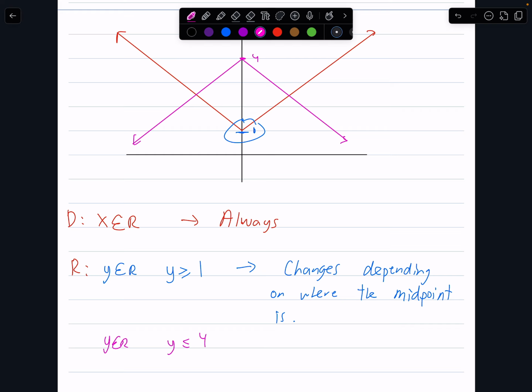But as you know, depending on whatever it is, in absolute value functions, x is an element of the real always. So the domain never changes. So that's something that you always want to make sure that you're aware of.